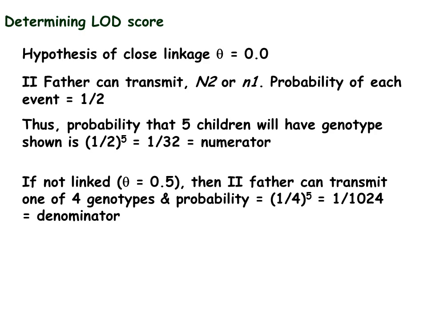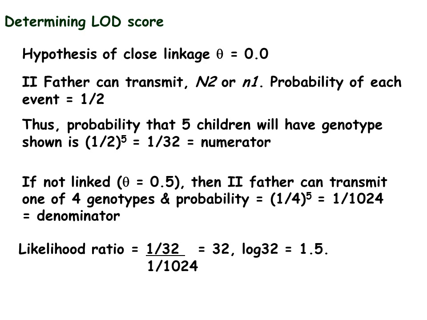If they're not linked, then it's a 50-50 chance, right? So the father in the second generation can transmit one of 4 genotypes, and the probability will be 1 over 4 to the 5th, which is 1 in 1024. So that's the denominator. Now you're beginning to see it. So 1 over 32 divided by 1 over 1024 equals 32. The log of 32 is equal to 1.5.